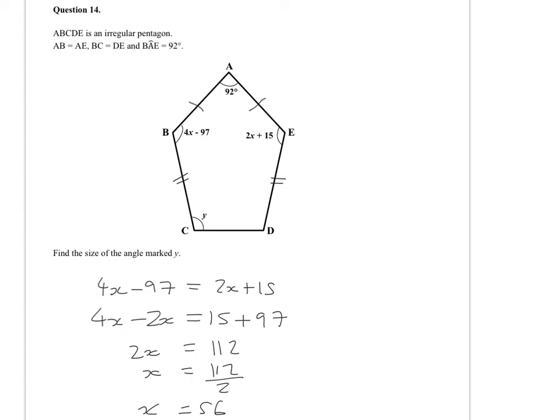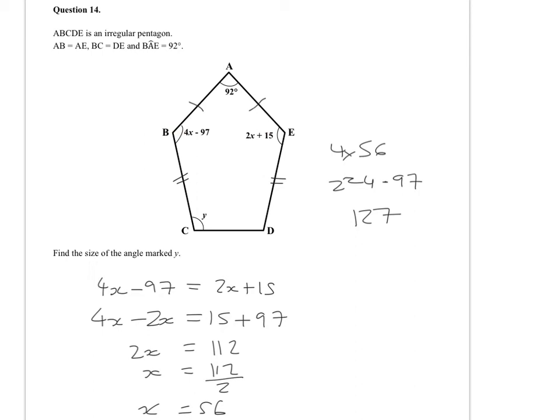So, using that, we can then find out the size of each angle. 4x minus 97, so we're going to have to do 4 times 56. Well, 4 times 50 is 200, and 4 times 6 is 24, so 224. And then we've got to take away 97 from that. 224 take away 100 is 124, plus 3 is 127. And the other side is also going to be 127 because we've already said that they're equal.